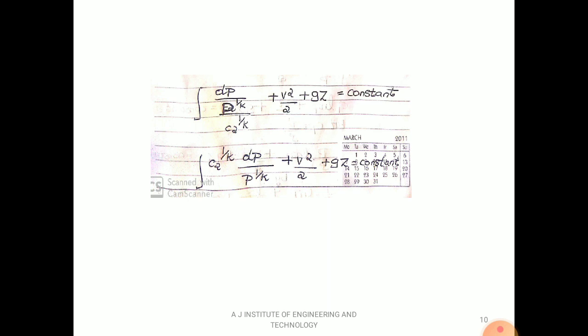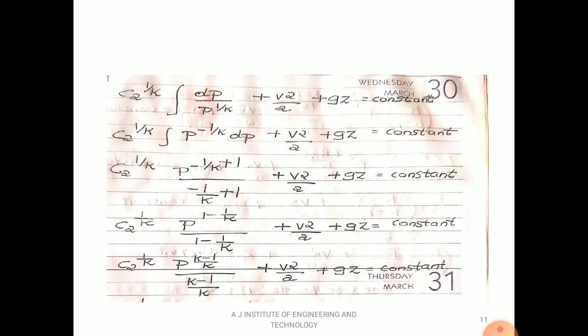So C2 to the power 1 by K you can take to the numerator. So integration C2 to the power 1 by K dP divided by P to the power 1 by K plus V square by 2 plus Gz equal to constant. Now C2 to the power 1 by K, as this is a constant, you can take outside the integration sign. C2 to the power 1 by K integration dP divided by P to the power 1 by K plus V square by 2 plus Gz equal to constant. So you can take P to the power 1 by K to the numerator. That time it becomes P to the power minus 1 by K.